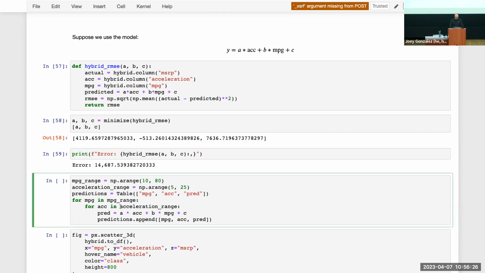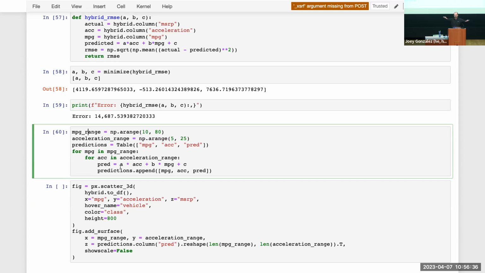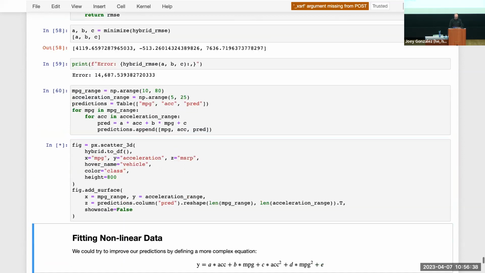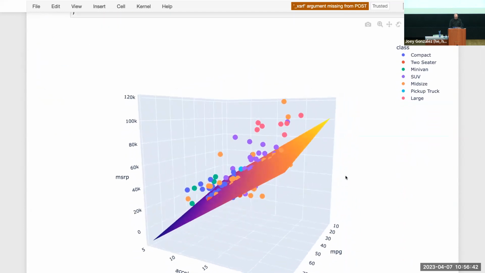What does this look like? All right, to figure out what this looks like, I'm going to look at a range of values for the MPG, a range of accelerations. I'm going to make lots of predictions on a grid. I'm going to make a grid of predictions. Let me just show you what this grid looks like, and we'll talk about it some more. All right, so that's my model.